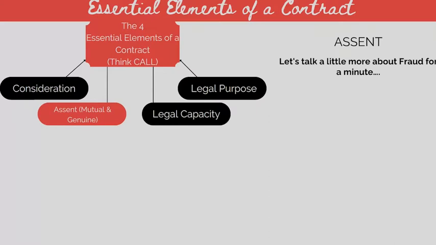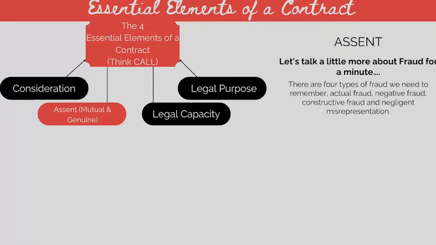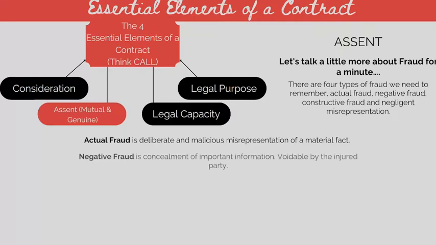Let's talk a little bit more about fraud for a minute. There are 4 types of fraud we need to remember: actual fraud, negative fraud, constructive fraud, and negligent misrepresentation. Actual fraud is deliberate and malicious misrepresentation of a material fact. It means they did this deliberately. Negative fraud is concealment of important information, voidable by the injured party.